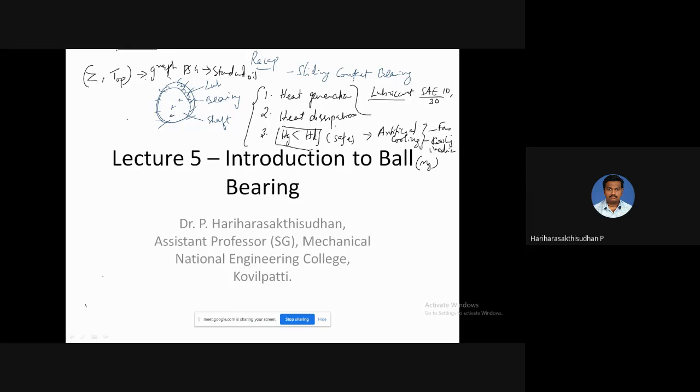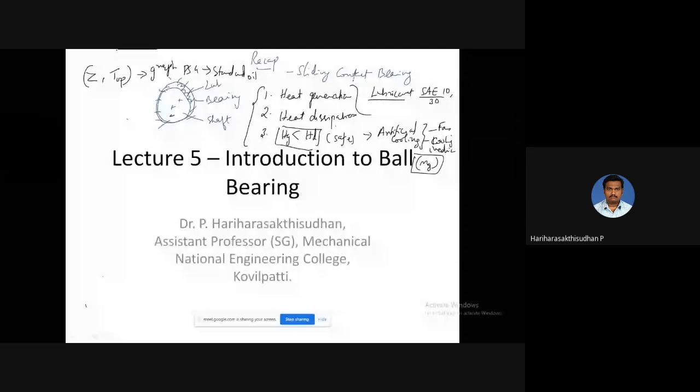If they have directly given it, you can go for the calculation of heat generation, heat dissipation, and then comparison. And if artificial cooling is required, calculate the mg value. The formula for the mg value we have also discussed in the problem. So this is how the hydrodynamic journal bearing design was carried out generally, in an overview.